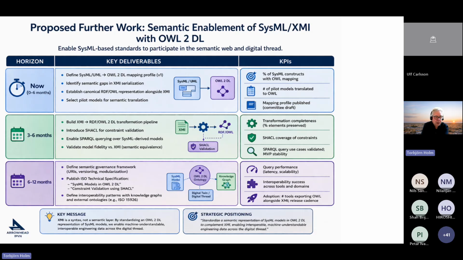All of this needs to be tested in pilot projects to check the semantic translation. We also have some KPIs, but we don't have to spend too much time on that. Later, we need to have a good pipeline for this, from XMI to RDF OWL to DL transformation pipeline.